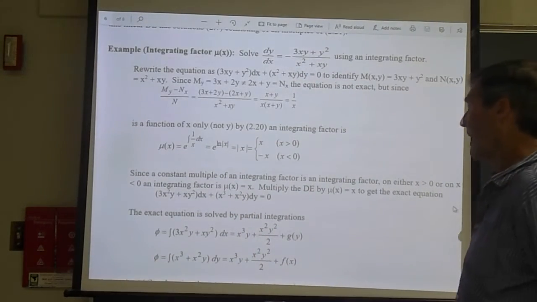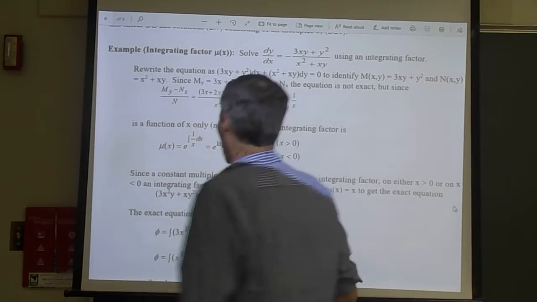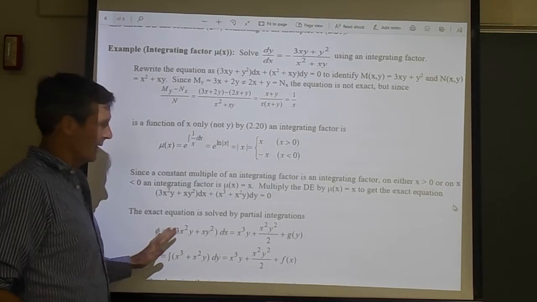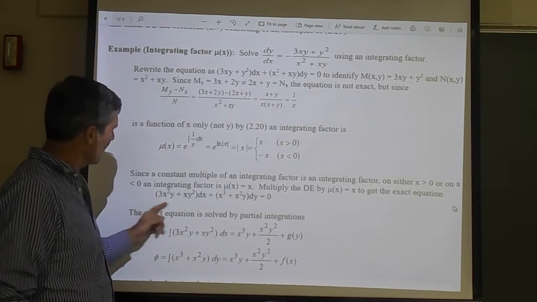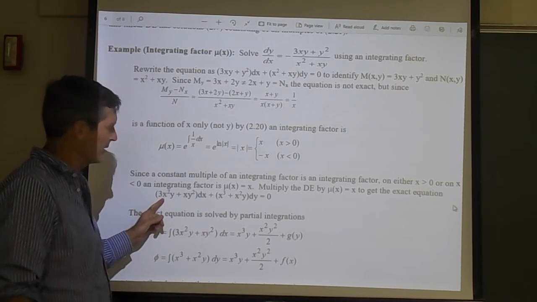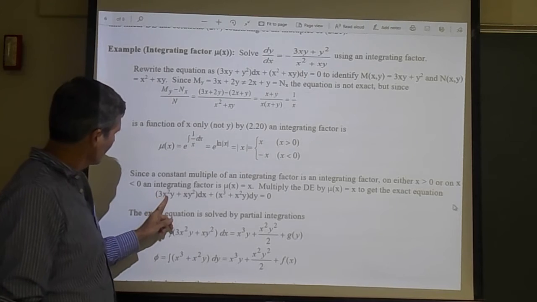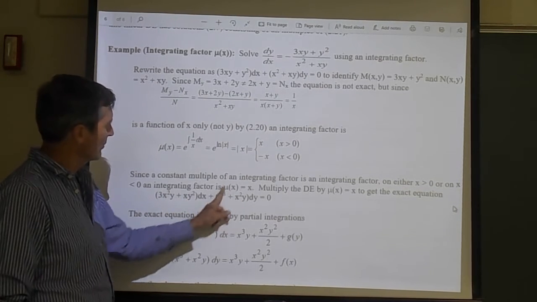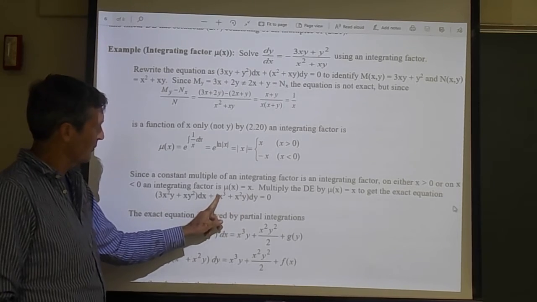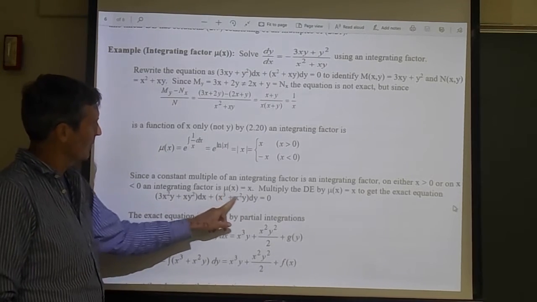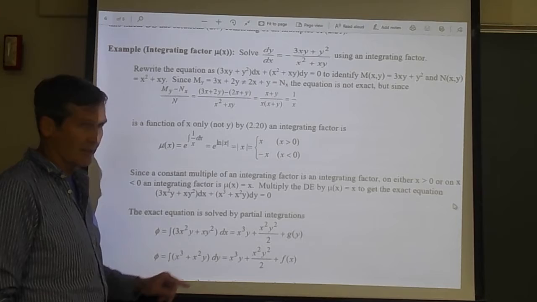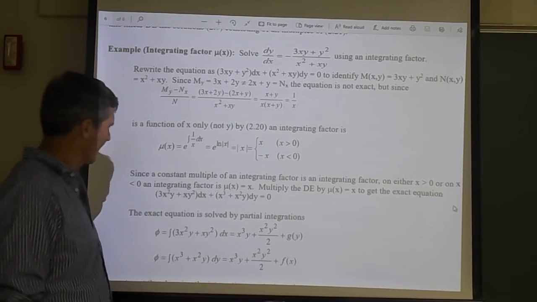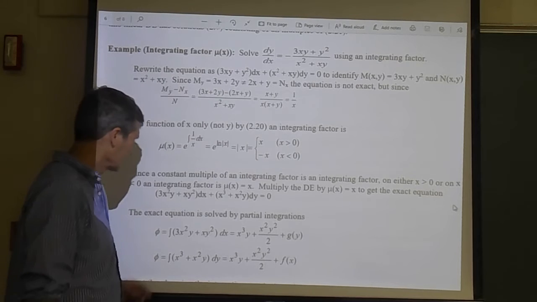And now I check it just to make sure. As long as I didn't make a mistake, it is exact. I can find phi, but you might check it. Partial of this with respect to y, just to make sure you didn't blunder here, is 3x squared plus 2xy. Partial of this with respect to x is 3x squared plus 2xy. Aha, it is exact. I did this correctly by multiplying through by x. I made the equation exact.